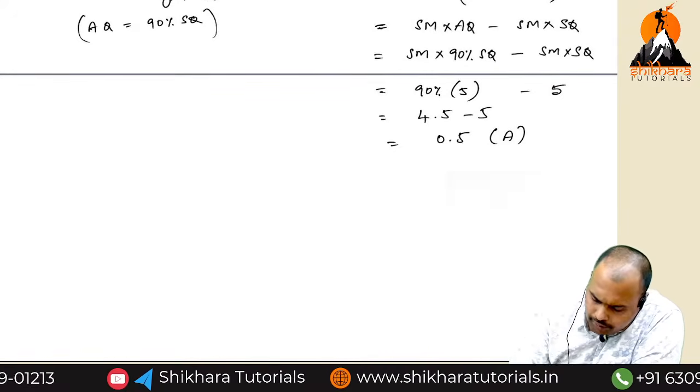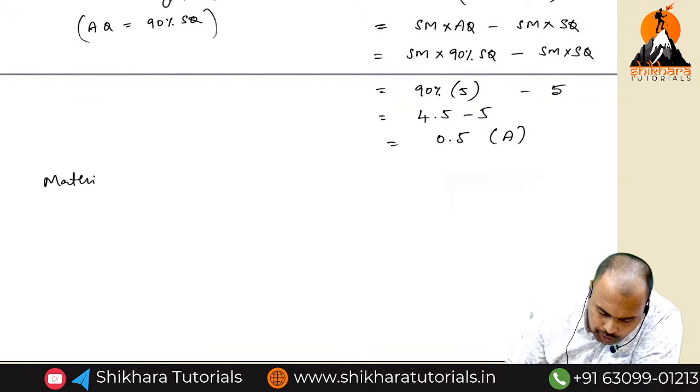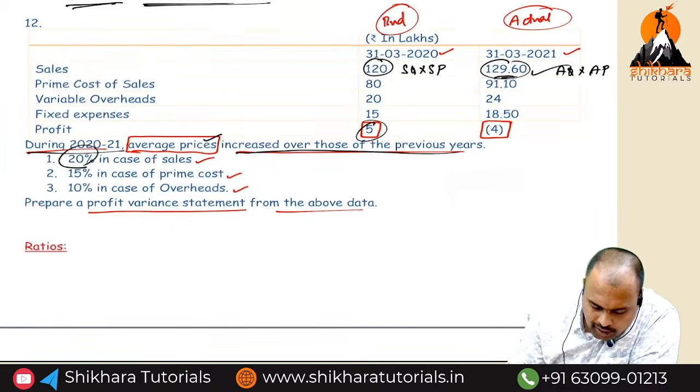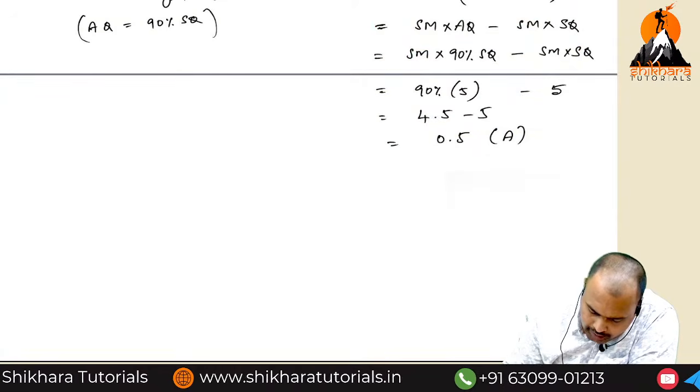Okay. Next, sales variances are done. Next, let's go for prime cost variance. They have not given material and all. Totally prime cost they have given. Clear? Prime cost variance.